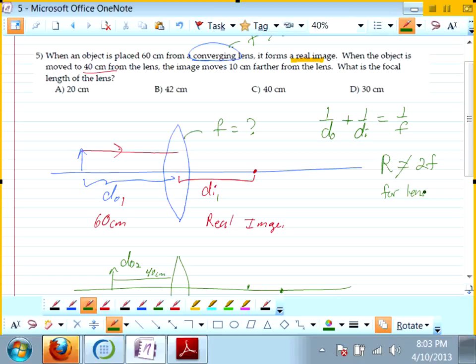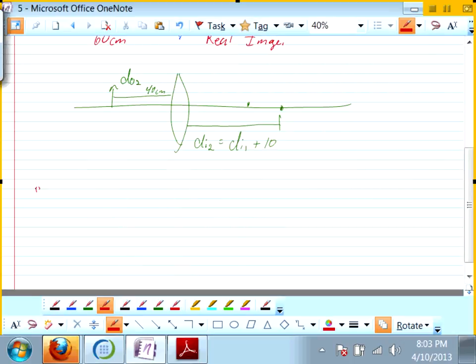So don't get confused with that one point. Okay. So all this information, we're going to have to use this equation a couple of times. One for the first setup, one for the second setup. Hopefully we'll be able to combine them and solve for f.